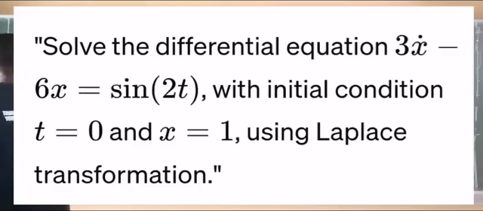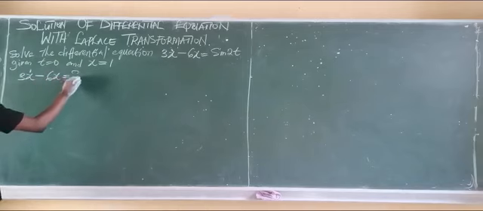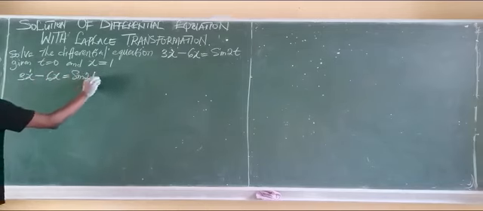The question says solve the differential equation 3x dot minus 6x equals sine 2t, given t equals 0 and x equals 1. So this is our given initial condition. Now, the equation is simply 3x dot minus 6x equals sine 2t.